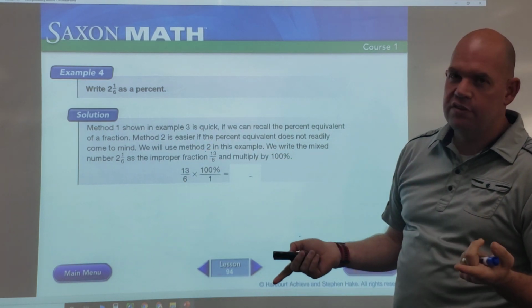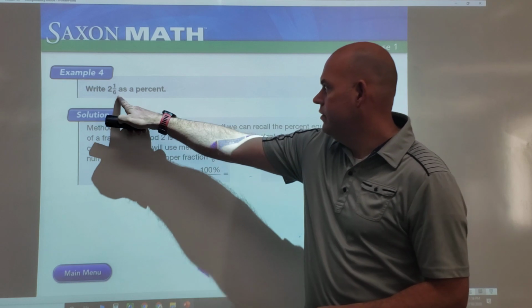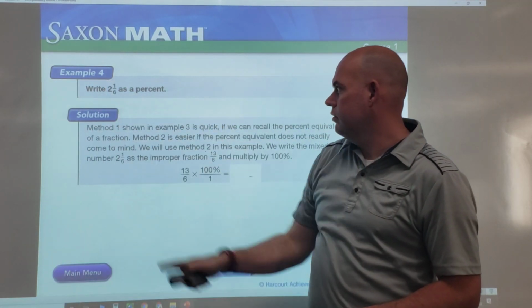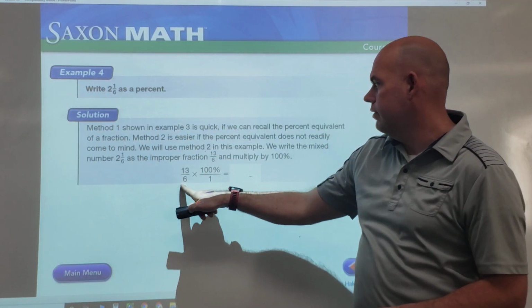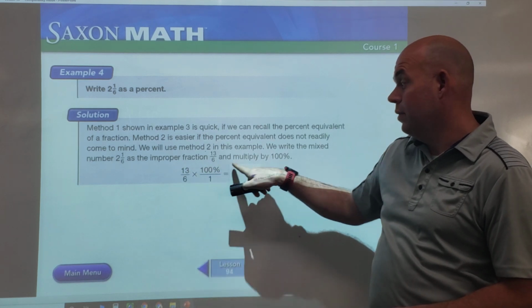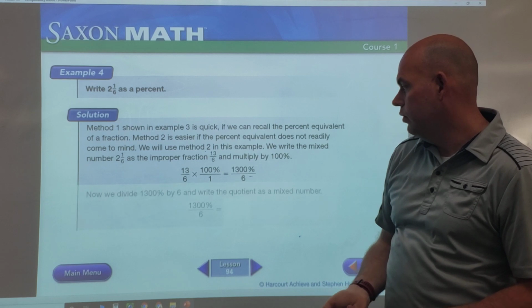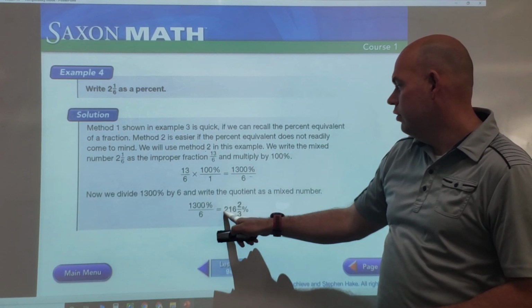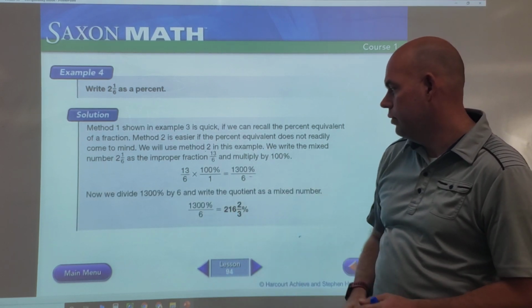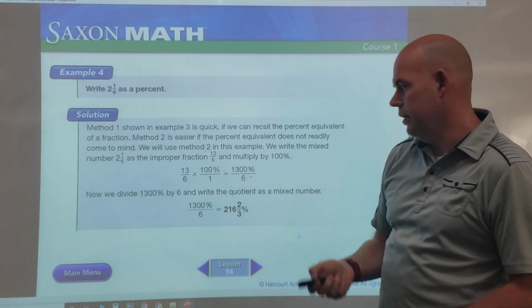So we're just going to change it to an improper fraction. 6 times 2 is 12 plus 1 is 13, so we get 13 over 6. 13 times 100 is 1,300 divided by 6. And then we'll just calculate that out and get 216 and 2/3, or 0.6 repeating.